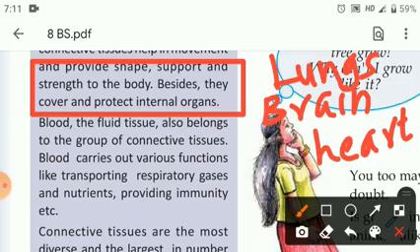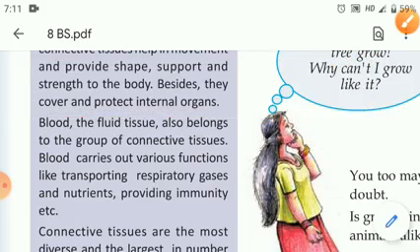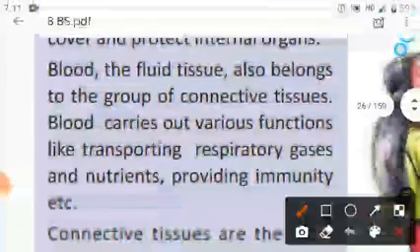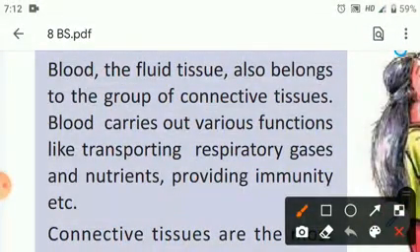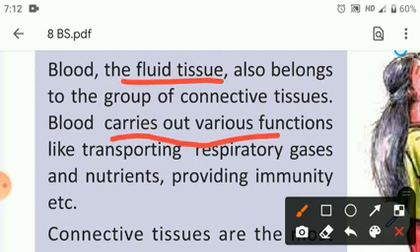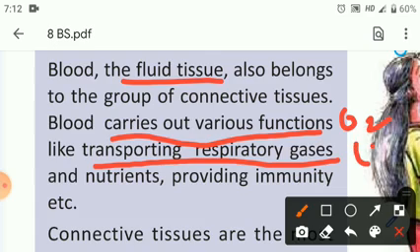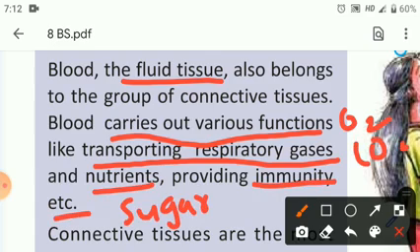The next is the fluid connective tissue. Actually, blood is a fluid connective tissue which carries out various functions like transporting respiratory gases like oxygen and carbon dioxide, and also some nutrients like sugar and amino acids, and provides immunity and resistance.